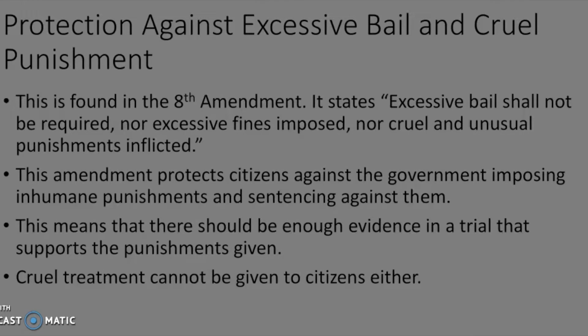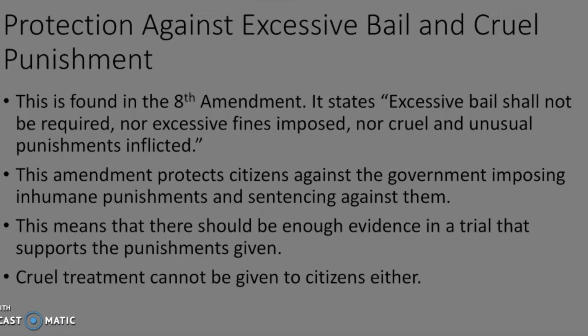Protection against excessive bail and cruel punishment. So this is found in the Eighth Amendment, and it states, "Excessive bail shall not be required, nor excessive fines imposed, nor cruel and unusual punishments inflicted." This amendment protects citizens against the government imposing inhumane punishments and sentencings against them. So this means that there should be enough evidence in a trial that supports the punishments given. So cruel treatment cannot be given to citizens.